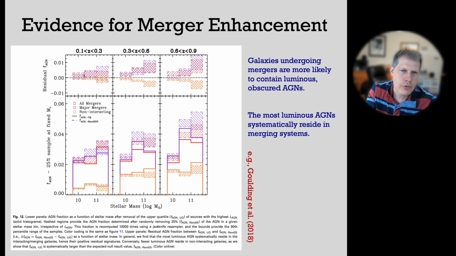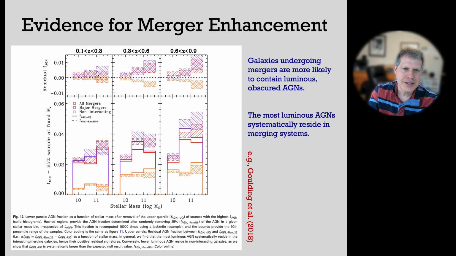Here is one recent large statistical sample. In this case, they are plotting essentially the AGN fraction as a function of stellar mass for non-interacting galaxies. These have been derived from careful analyses of the imaging, non-interacting galaxies, and then major mergers as the purple, and then all mergers as the red. And you can see at different redshifts, in this case going up to redshifts of 0.9, there is a quite clear enhancement such that galaxies undergoing mergers are more likely to contain luminous obscured AGNs. You can see that here. The AGN fraction is much higher among the merger systems than it is among the non-interacting systems.